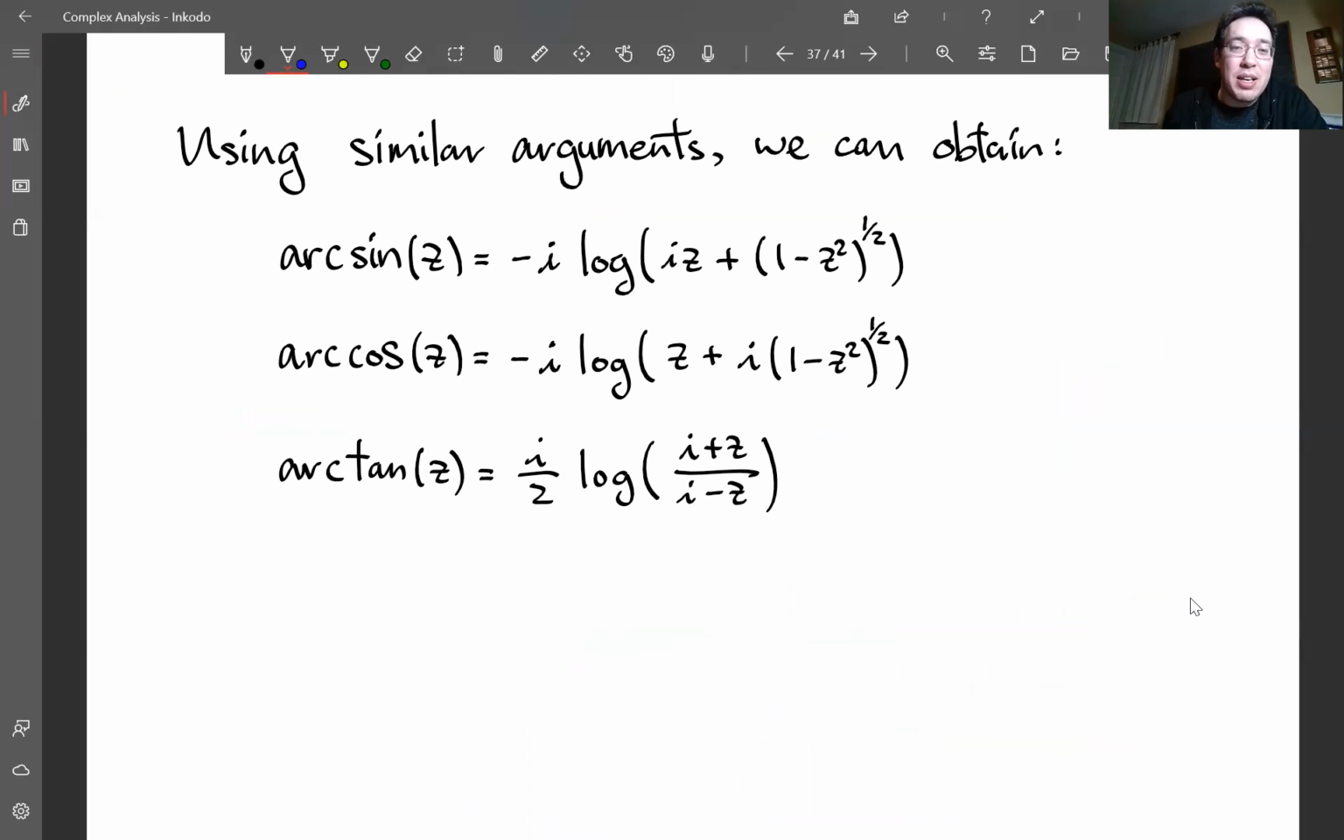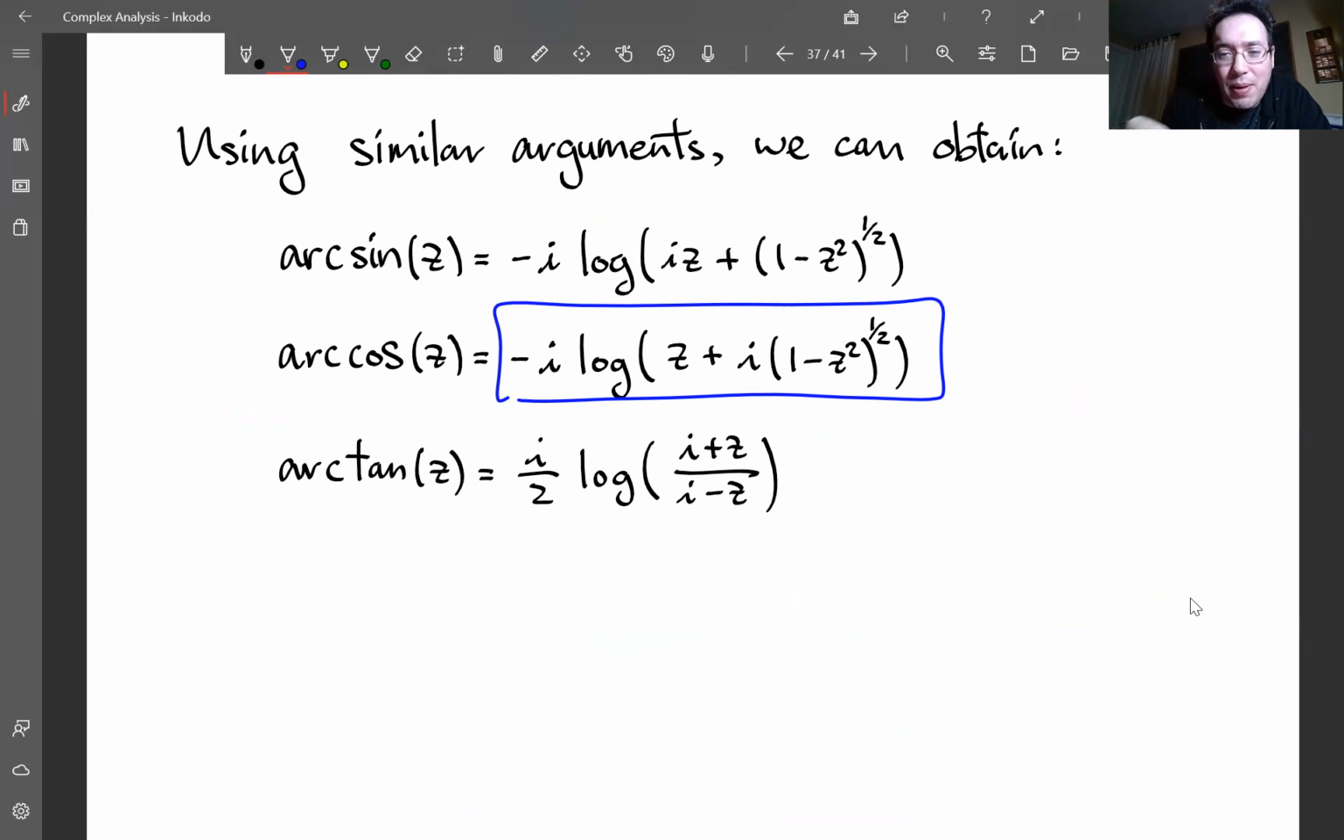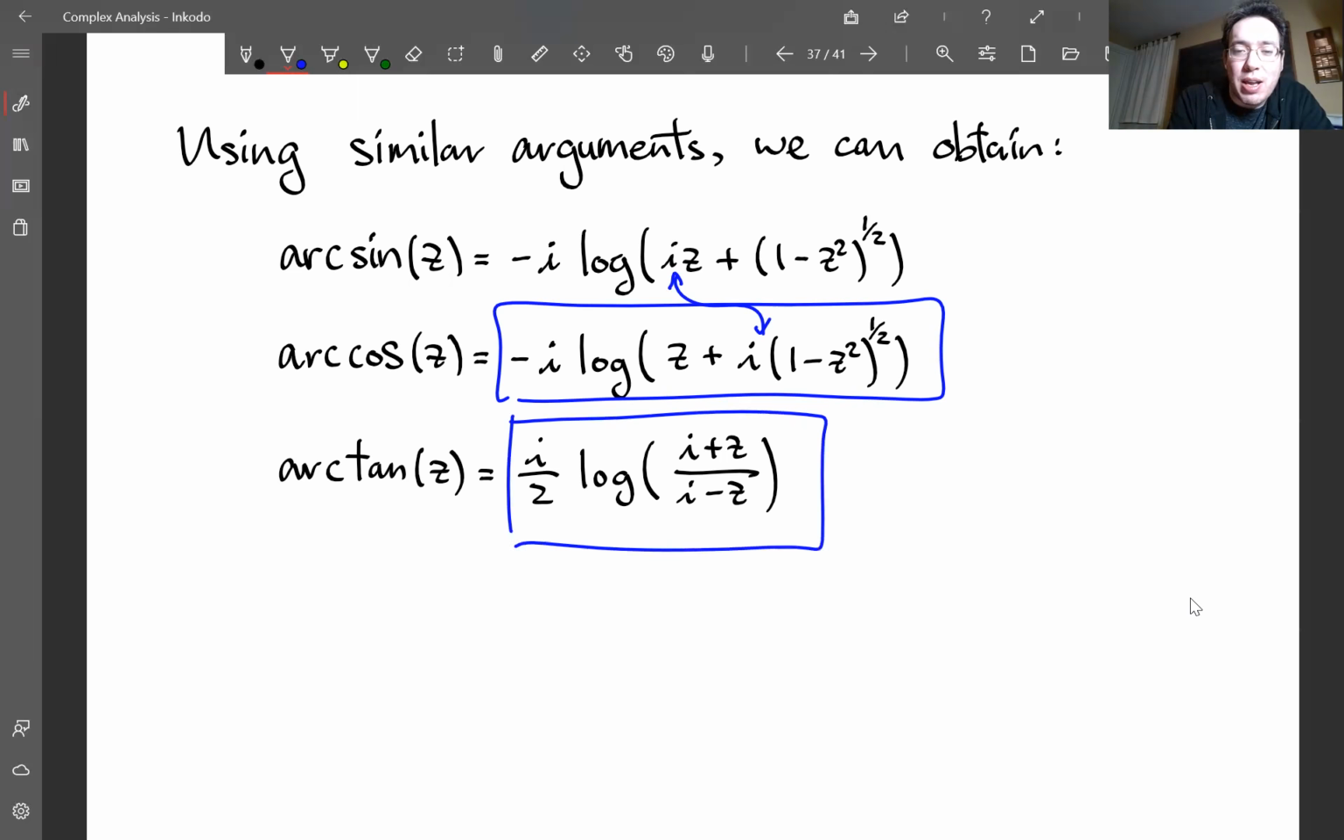So I've done the work for the arcsine function, but of course you could do similar stuff to get the inverse cosine function, which looks very similar. This is the formula for arccosine. You just change the location of i inside of the log. That's the only difference. And if you do the analysis for the arctan function, that's what you get: i over 2 times log of (i plus z) over (i minus z). I love the arctan function.